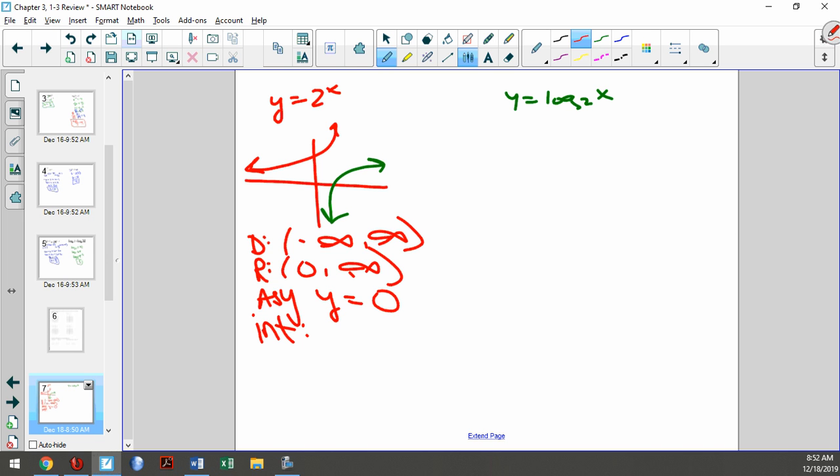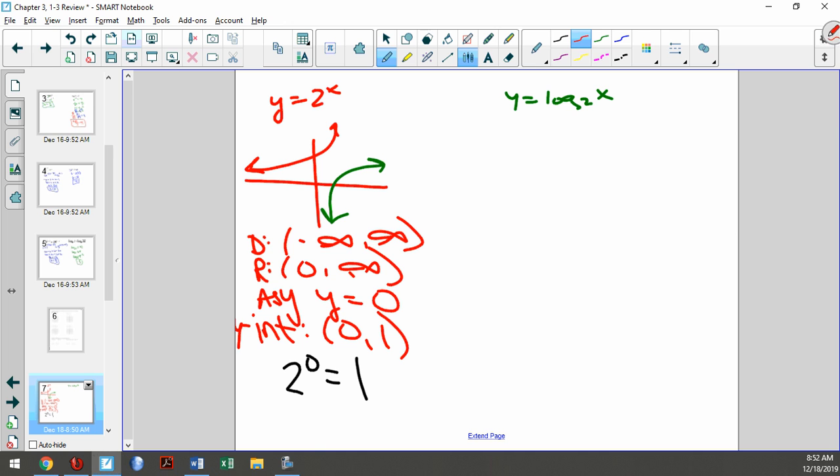And since y equals 0 is my horizontal asymptote, this is never going to cross my x-axis. So therefore, the only intercept that I'm going to have is going to be a y-intercept. Do we all understand that? How do you find a y-intercept? A y-intercept is found whenever x is 0. So when x is 0, that's going to be 2 to the 0 power, which is 1, to give me the ordered pair (0, 1). Do we all understand that?